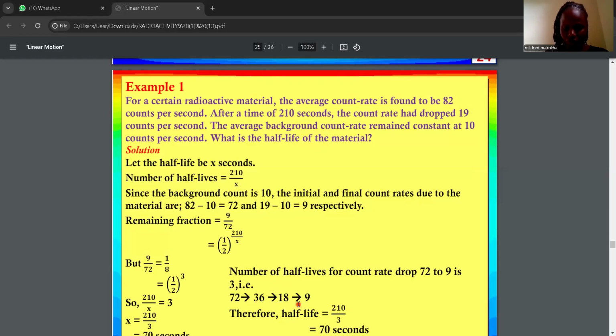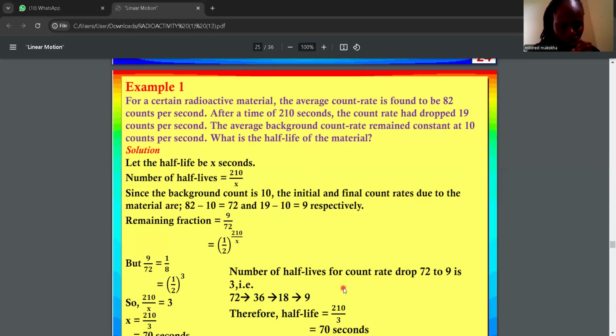Then the third one from 18 to 9. So within the 210 seconds, how many half-lives are we having? There are 3. So for you to be able to know the duration of a half-life, you will take the 210, divide by 3, which gives you 70 seconds, and 70 seconds is the half-life.